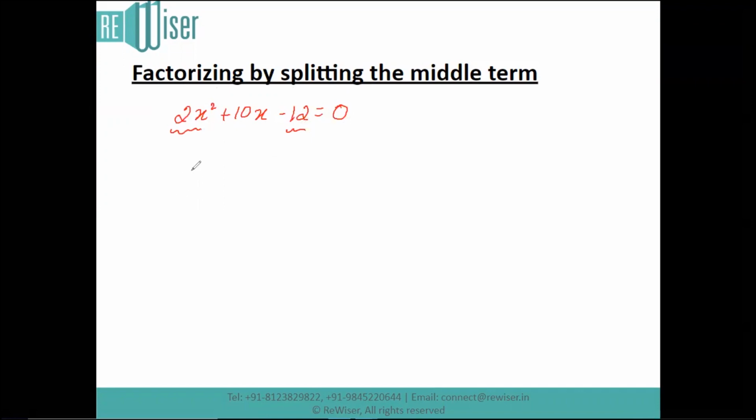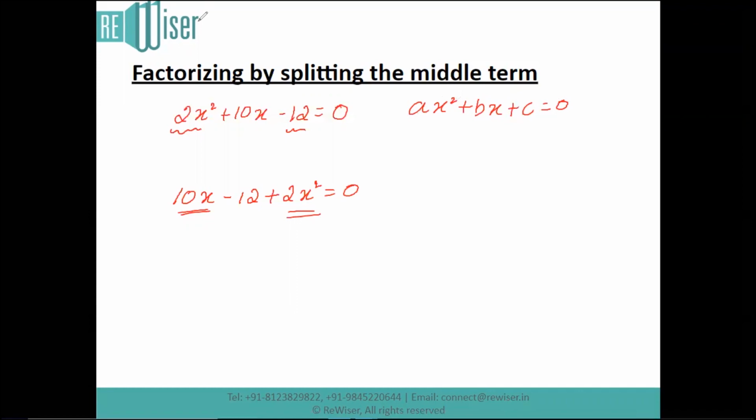Even if it is in another form, let's say it had 10x minus 12 plus 2x squared equals 0, in this case I won't be multiplying my first and the last term. So the first thing you have to do is remember the general form of a quadratic equation goes something like ax squared plus bx plus c. Before you multiply your first and the last term, you have to arrange it in this order.